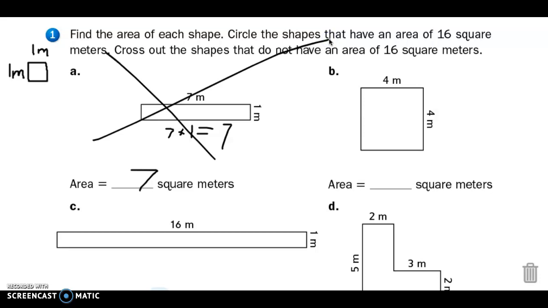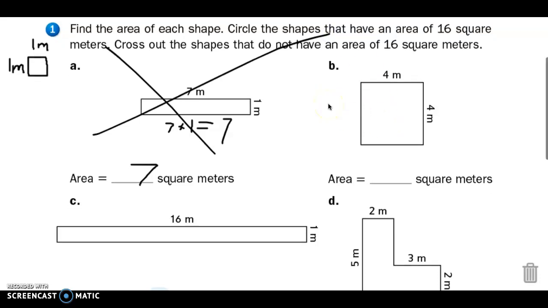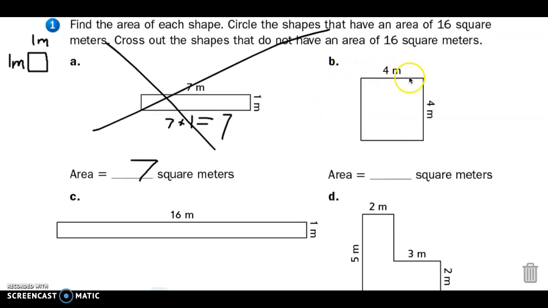Okay, I'm looking at letter B. 4 meters by 4 meters. So again, I would do 4 times 4 because it's like an array. So 4 groups with 4 in each of them. What's 4 times 4? And maybe if you need help visualizing this, let's see. I know that will make 2 groups. Then if I cut them in half, that'll give me 4, right? So I have about 4 equal groups. Then I'm going to cut this in half, and I'm going to make these 4 different sections.